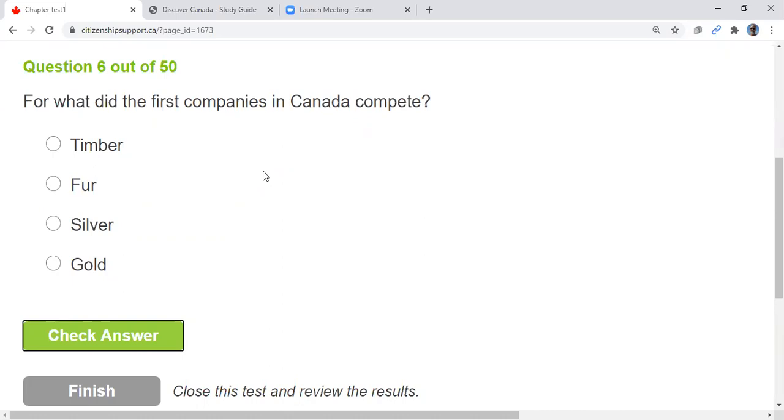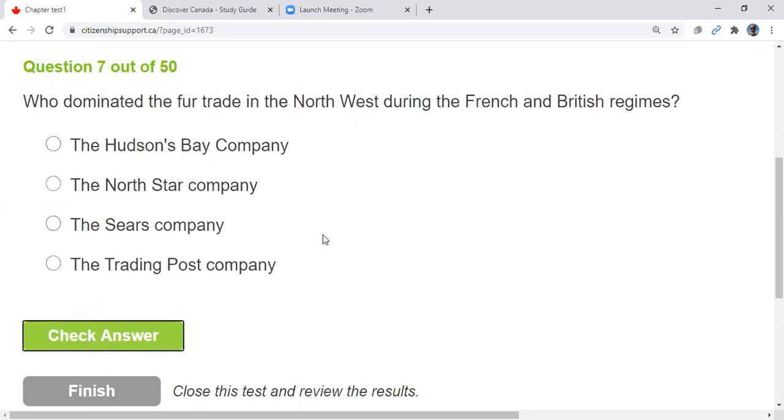And then this one is for Ghazala again, please. What did the first companies in Canada compete for? Okay. Number 2. Yeah, I think you're right. Very good. Fur trade. Very good.